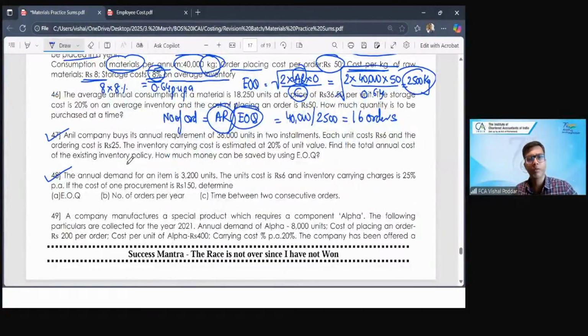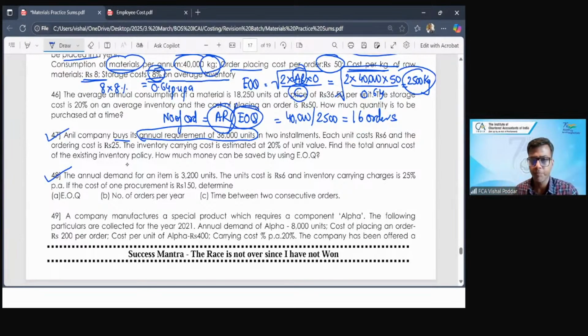Now I take you to the 47th question. In 47, some other things are required, which is why I've taken this question. We are going to add one additional adjustment in every question. So this question says, Anil company buys its annual requirement of 3,000 units. See, these language points need to be noted. So your annual requirement of material which you have to purchase is 36,000. So this is exactly what we want.